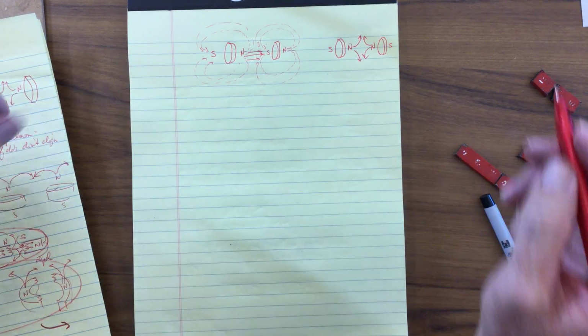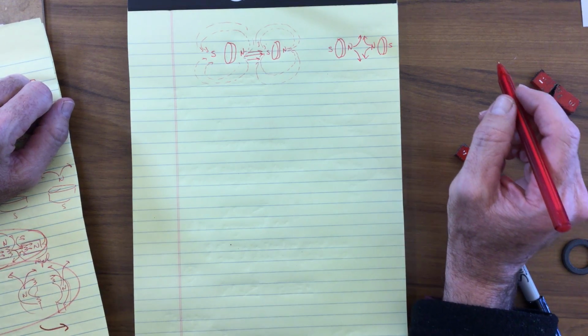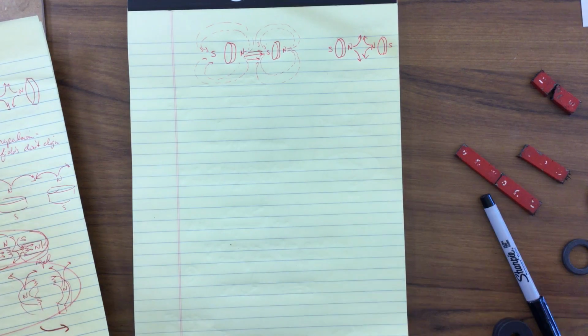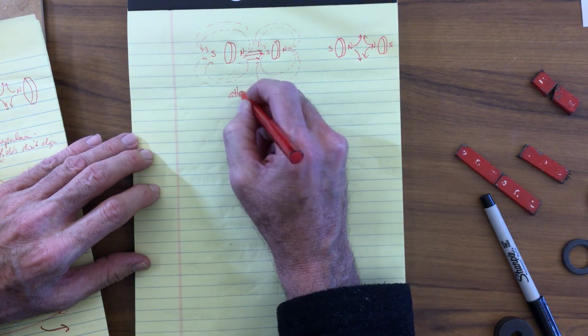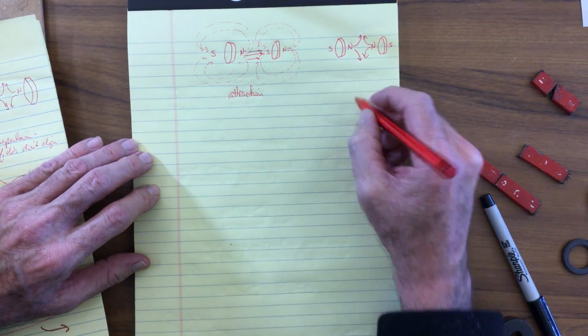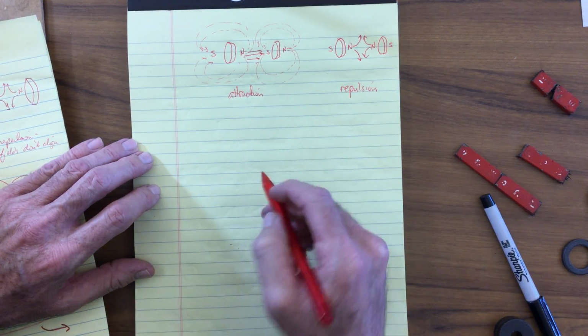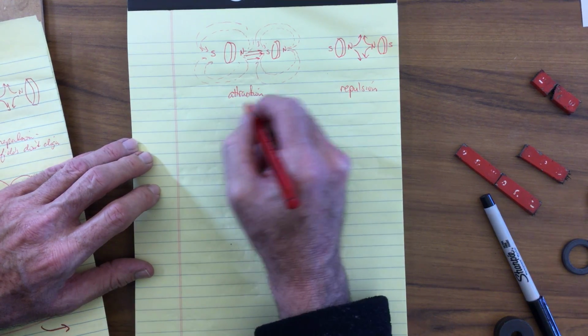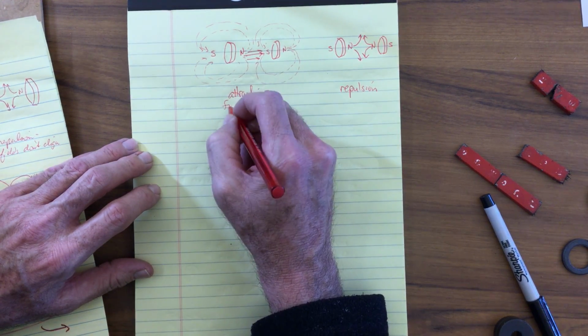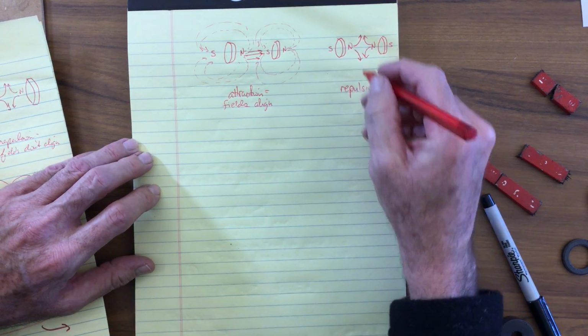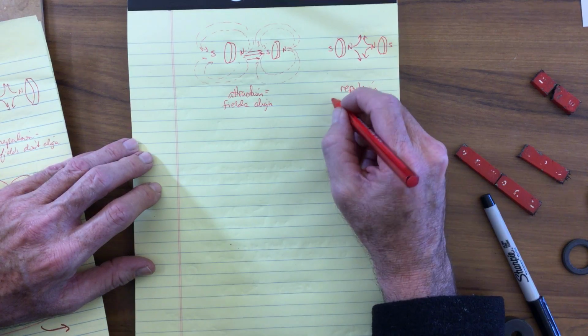And if you remember, electric field lines do not cross. Same thing applies here with magnetic field lines. So here we have the attraction, and here we have the repulsion. You get attraction when your magnetic fields align. You get the repulsion when the fields don't align.